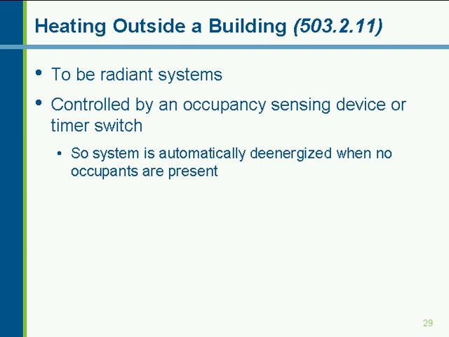There are requirements for heating systems located outside a building, and these have become very popular now with bans on smoking in bars and restaurants. Many of those applications have set up exterior areas for smokers, and many of those are heated. So those types of systems need to be radiant systems. They need to be controlled by either an occupancy sensor device or a timer switch. And the intent here is so that that system does not run when there are no occupants present.